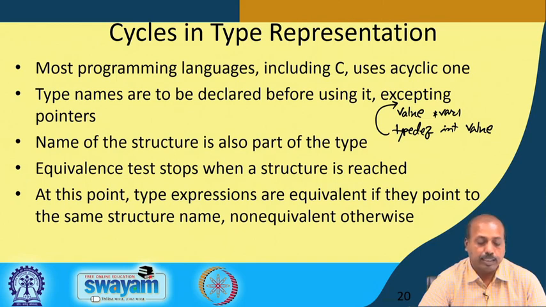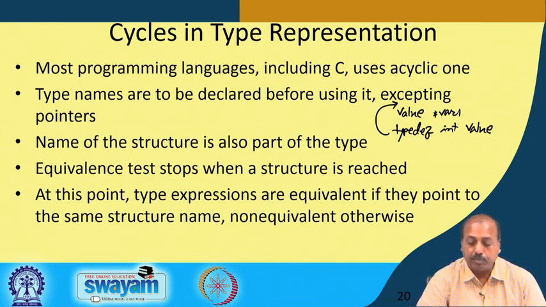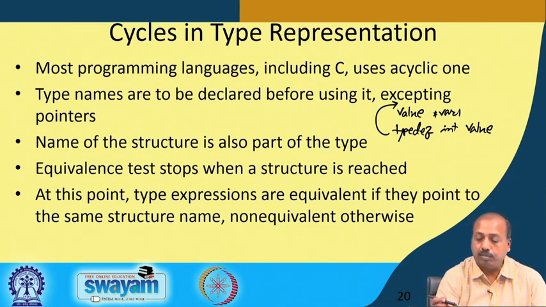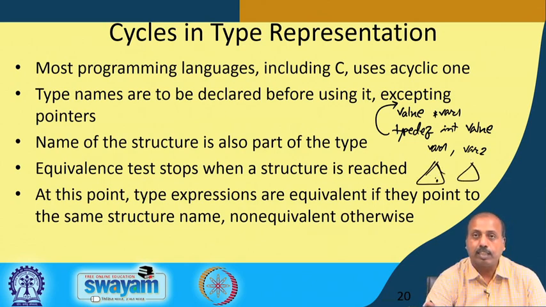However, they are accepting pointers. Everywhere else, the types are to be declared before using them, and the name of the structure is also part of the type. The name of the structure, like this value, is a part of the type. Equivalency test stops when a structure is reached. So, whenever you are checking for equivalency of var1 and some var2, and you draw the corresponding DAGs, whenever at the leaf level you have a structure, it cannot go beyond that. It will stop at that point.